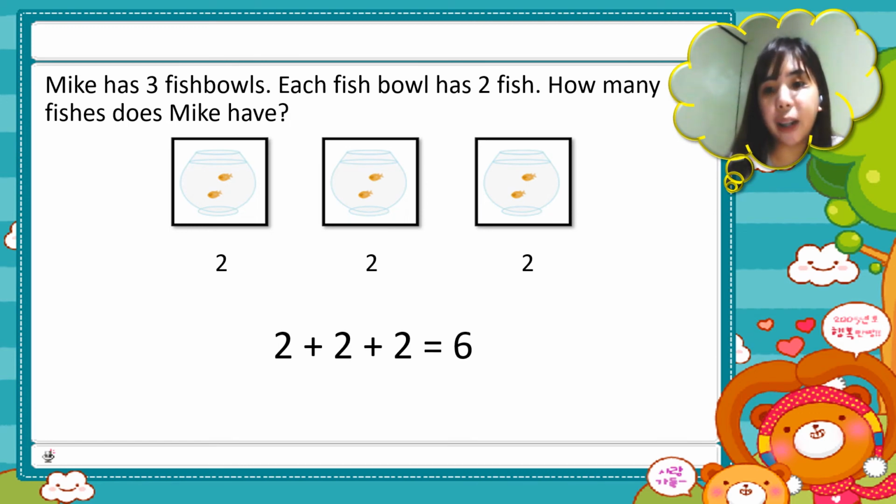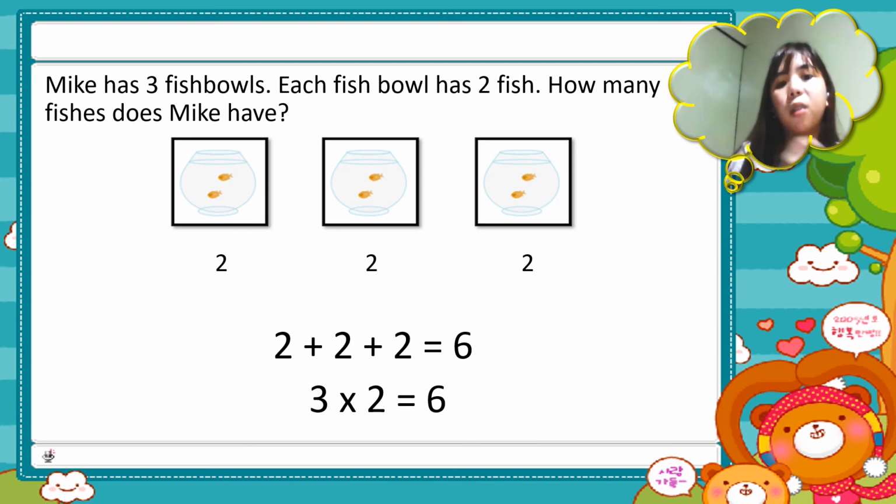In addition, you can write it as 2 plus 2 plus 2 equals 6. But we are talking about multiplication. How are we going to write this in multiplication? It's going to be 3 times 2 equals 6, because we have 3 fish balls and in every fish ball, you got 2 fishes each. So 3 times 2 is equal to 6. It's still the same as when we say 2 plus 2 plus 2 equals 6. 3 times 2 also equals 6.